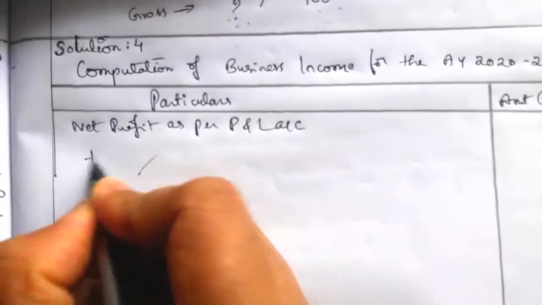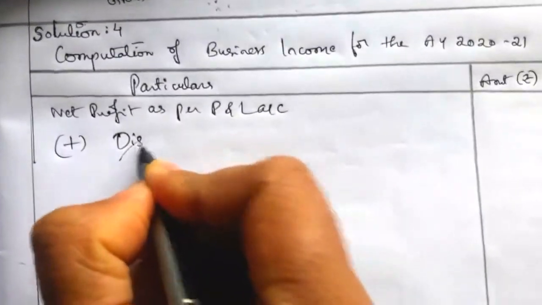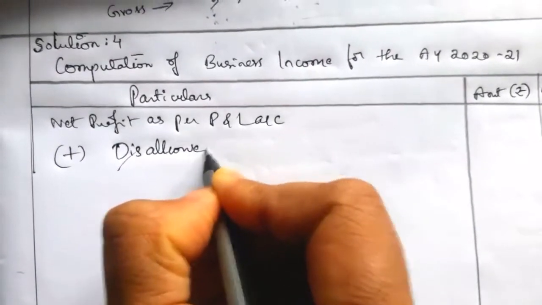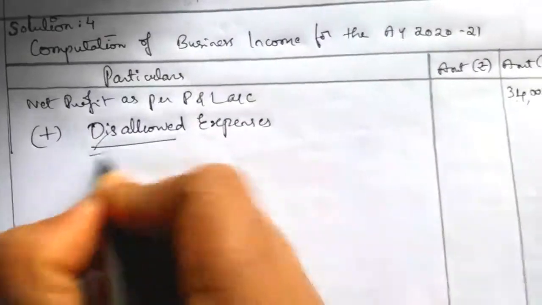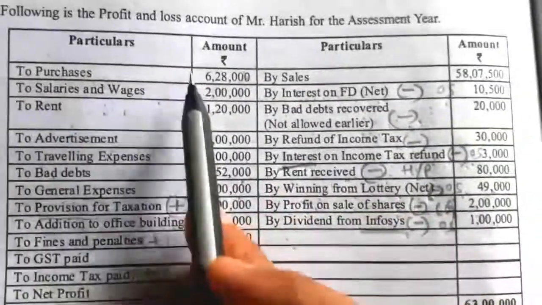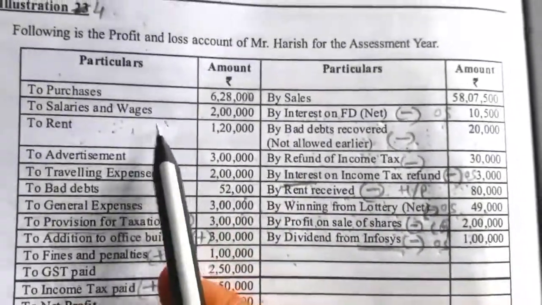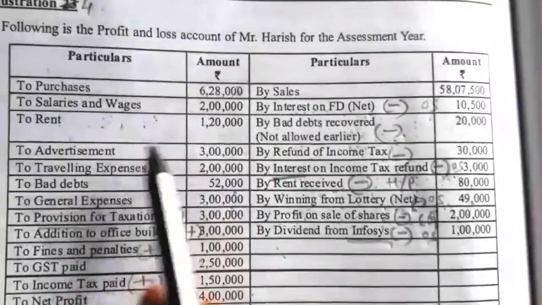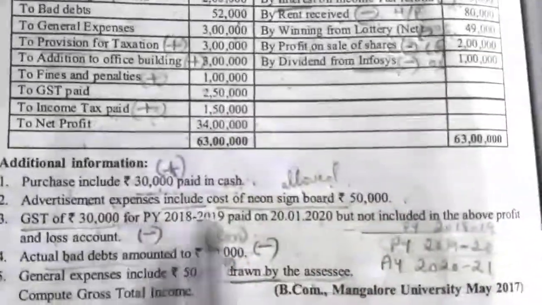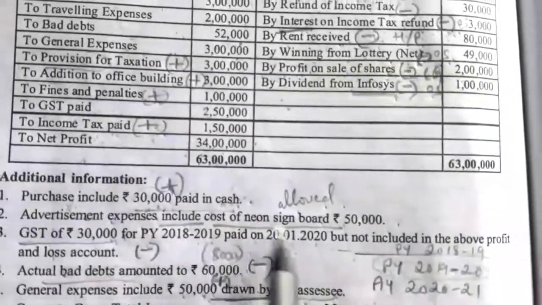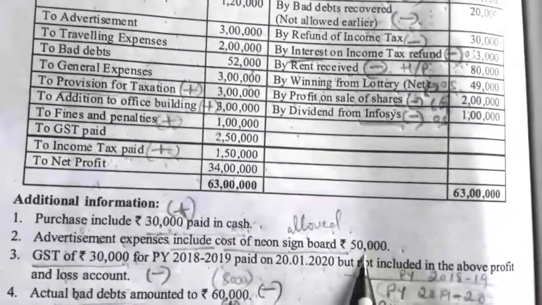Next we have to add the disallowed expenses which are not relating to business. To write the disallowed expenses we have to see the debit side of our profit and loss account, one by one. The purchases are allowed business expenses. Salaries and wages are allowed business expenses. Rent is allowed business expenses. Advertisement, here relating to advertisement there is an adjustment. Advertisement includes the cost of a neon signboard.